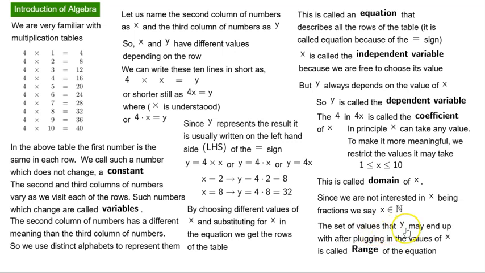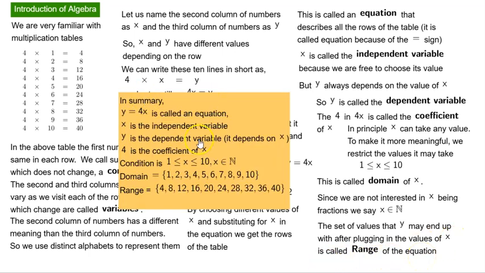So the set of values that y may end up with after plugging in the values of x is called the range of the equation. So in summary, y is equal to 4x is called an equation. X is the independent variable. Y is the dependent variable because it depends on x. 4 is the coefficient of x. The condition is 1 less than or equal to x, which is in turn less than or equal to 10, and x is in the set of natural numbers. So now I have put the complete condition in one statement.